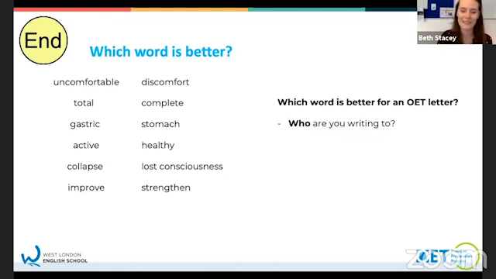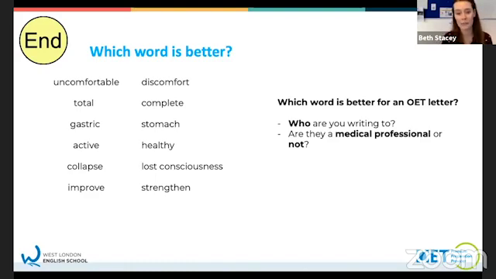So you've always got to think, who are you writing to? Because that is going to help you to know which kind of language is better to use. Imagine that you are a GP and you're writing to a consultant, then maybe the word gastric will be better than stomach. But if maybe you're a nurse and you're writing to a care home manager, then maybe stomach is the better word to use. So it will always depend on who you're writing to.